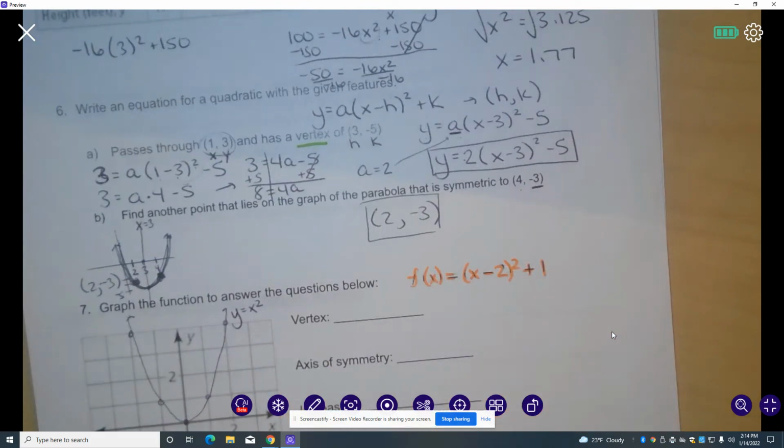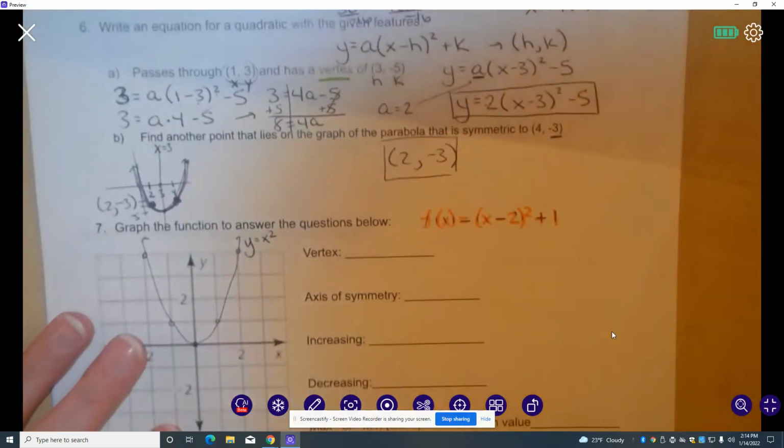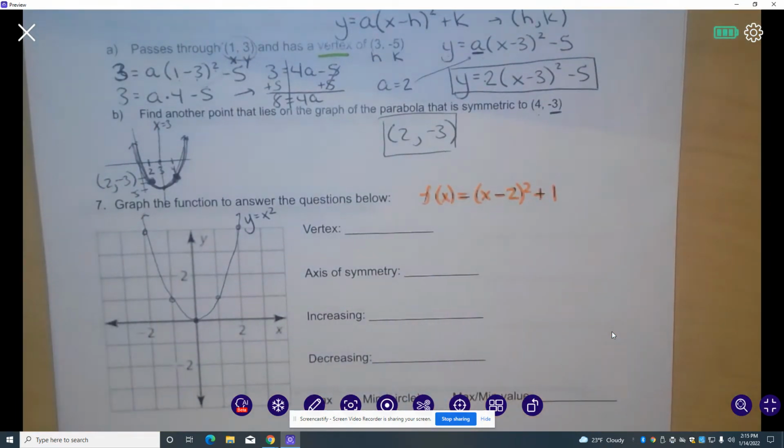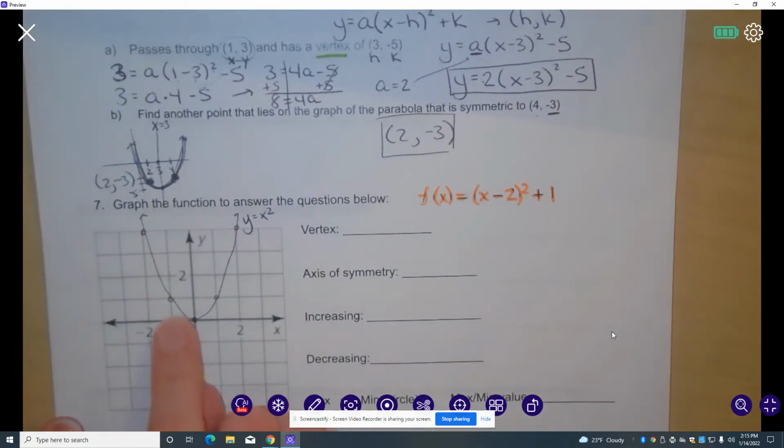This video will cover questions 7, 8, and 9 for Chapter 2 on the final exam review. In number 7, we have to graph this function here and then answer the questions below. So I started by just reminding ourselves what the parent quadratic function looks like.